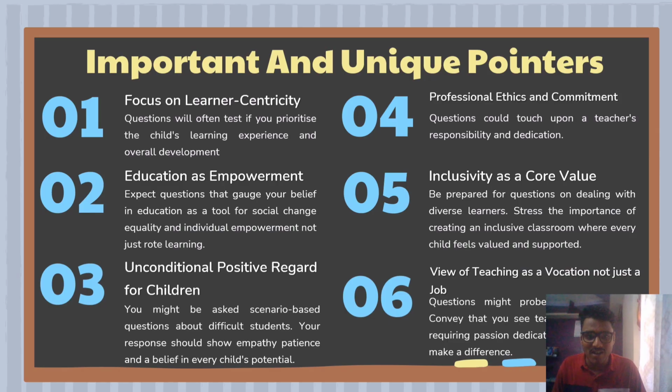Unconditional positive regard for children. You might be asked a scenario based question about difficult students. Okay, difficult students, basically students who require help from a teacher. Your response should show empathy, patience, and the belief in every child's potential. So there can be options where three of them are about ignoring a child, and one option is where you're showing empathy towards a child. So you need to choose that option.